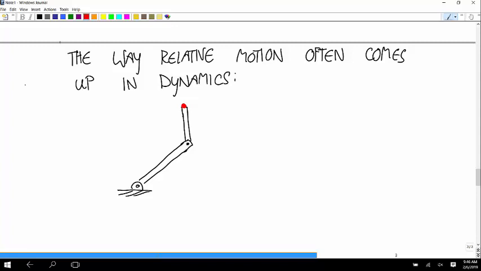So let's say that this lower arm has an angular velocity omega 1 and an angular acceleration alpha 1. And then the second arm has an angular velocity omega 2 and an angular acceleration alpha 2. I'm just choosing arbitrary directions. And let's make these points. We'll call this G because it's connected to the ground. And I'll call this A. And I'll call this B.